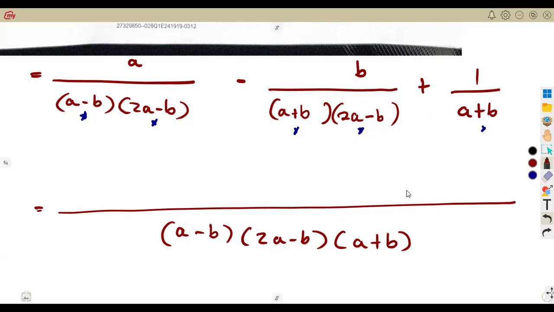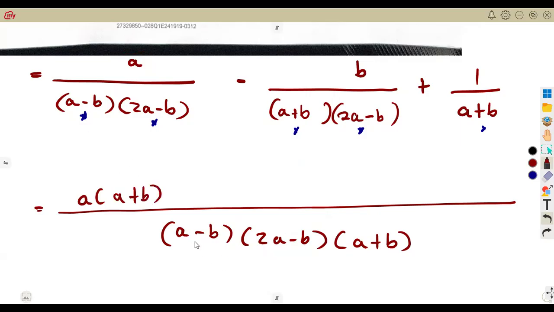Then what do we need? We just need to divide the LCD into this. So as you can see, guys, a minus b, a minus b, this was going to cancel. But you assume as if you're canceling. Do not cancel. Just assume that these will cancel because they are the same. And you are going to remain with a plus b. What you remain with, a plus b, you multiply it to the numerator. So it's going to be a into a plus b.